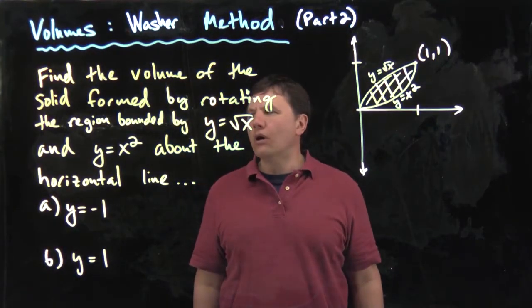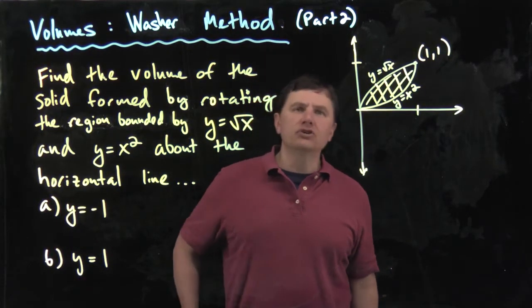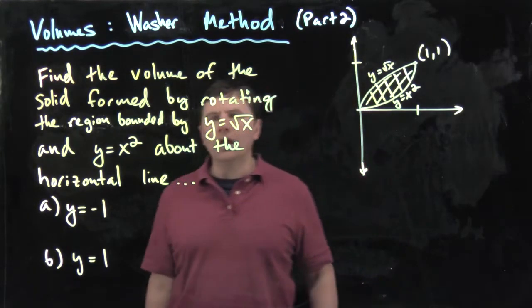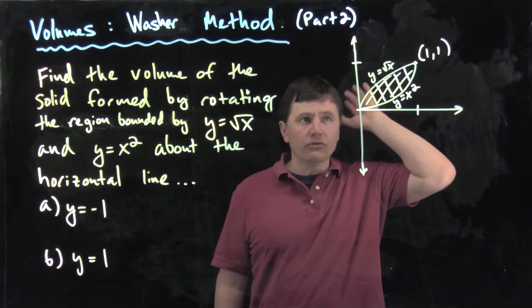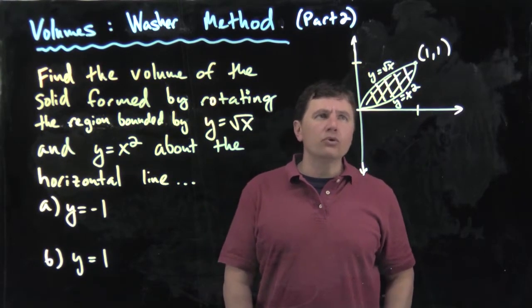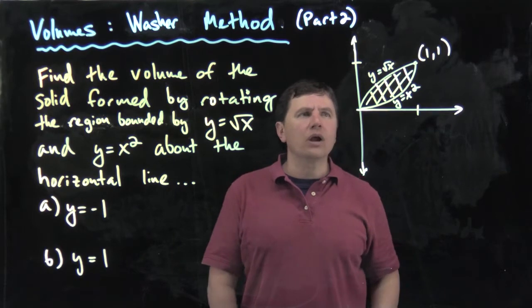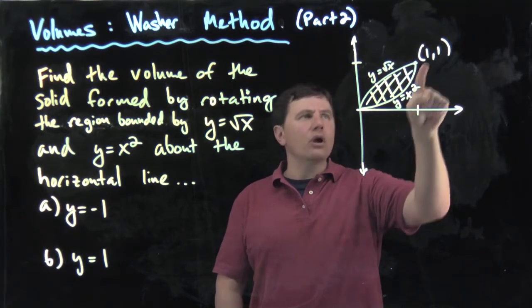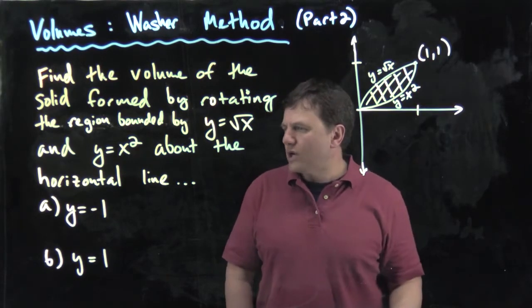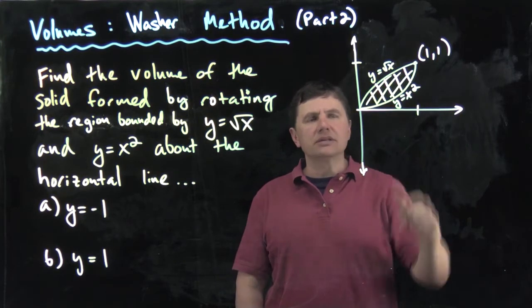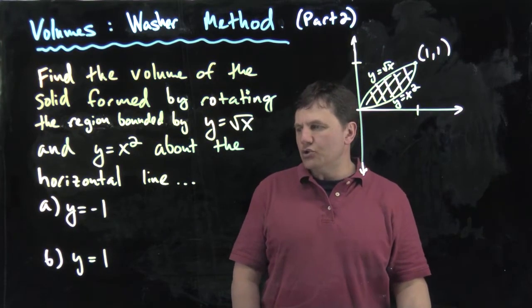I'm going to do the second video, on the washer method. I'm actually going to return to the region we did in the first video. So I just returned to this drawing here. We have the region formed by y equals the square root of x and y equals x squared. So we have that pictured here. We have the intersection 0, 0 to the intersection 1, 1. The difference here is instead of rotating about the x-axis, we're going to do two rotations.